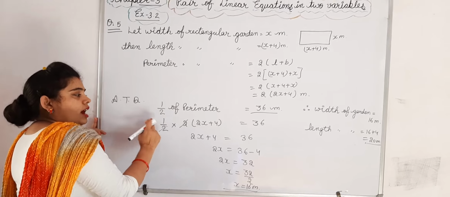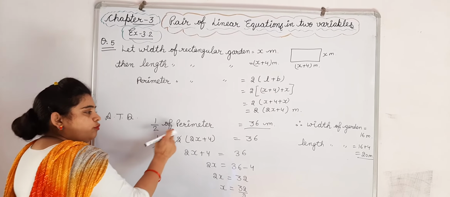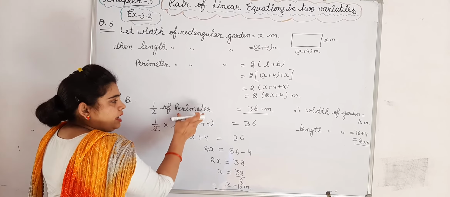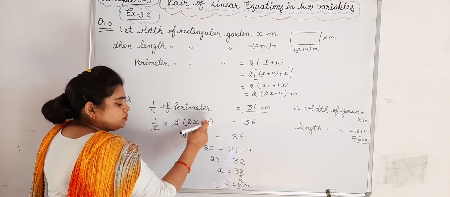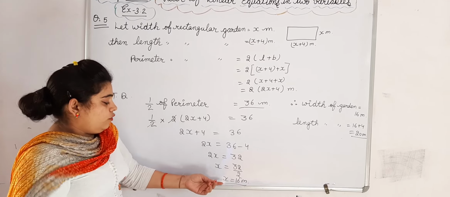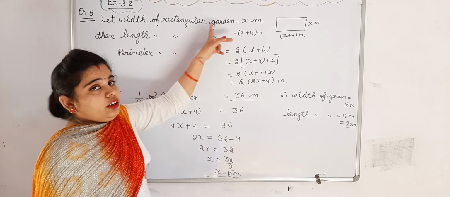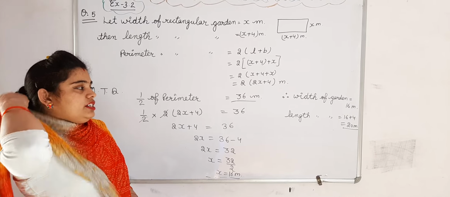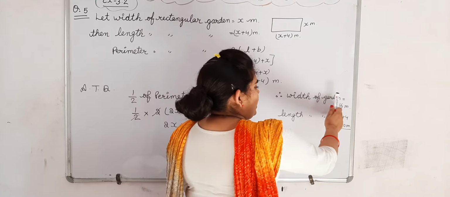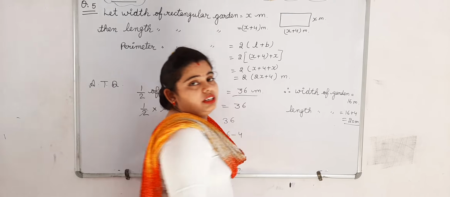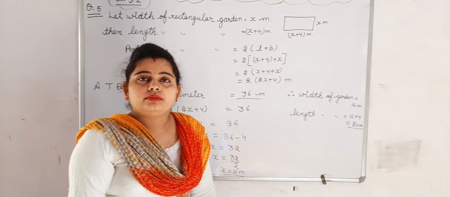But what is given? Half of perimeter is given. So half of perimeter is equal to 36 meter. 1/2 of means multiply perimeter 2 into 2x plus 4. From here we find the value of x is equal to 16 and x is width of rectangular garden. We have to find its dimensions. Width of rectangular garden is 16 meter. Then length will be 16 plus 4 means 20 meter. This is our fifth question.